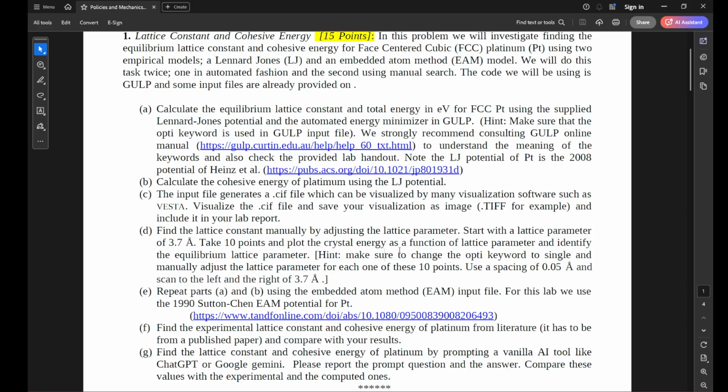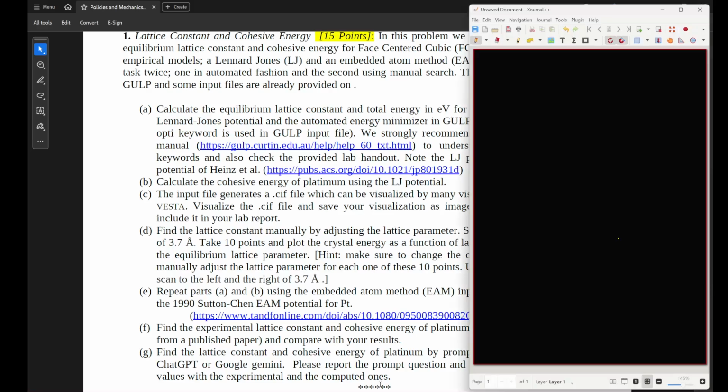Make sure to change the opti keyword to single, because it wants me to calculate the single point energy at each volume. So I'm asked to vary the volume. Let's just think about this. We are asked to vary the volume around 3.7 angstrom by taking 10 points. So maybe 5 points to the tensile zone and 5 points to the compressive zone or something like that.